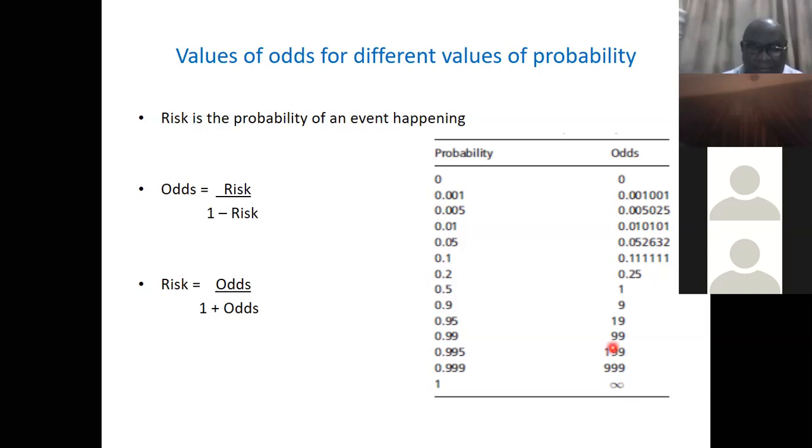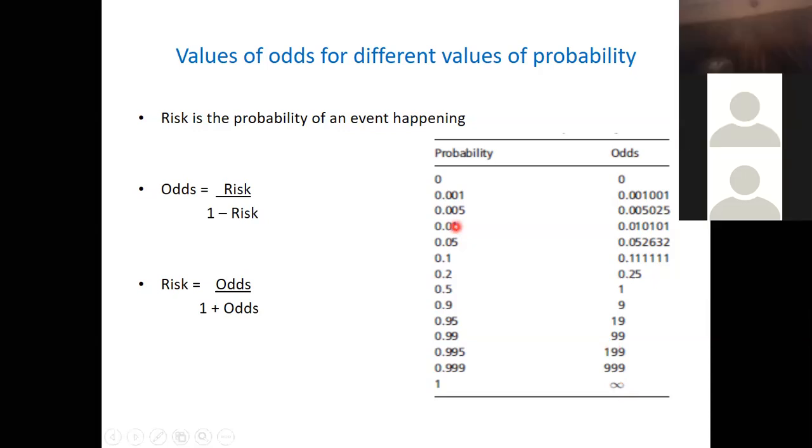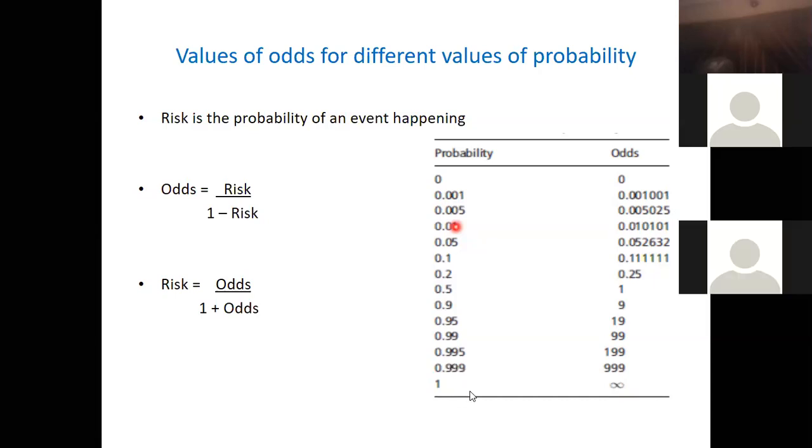If you look at the table here, he calculates some probabilities and then the corresponding odds. You can see that for a probability of 0.999, the odds is 999. For a probability of 1, the odds is infinity. How do you know? Probability is risk. If the risk is 1, the odds will be 1 over 1 minus 1. 1 minus 1 will be 0. 1 over 0, is it not infinity? It's infinity.